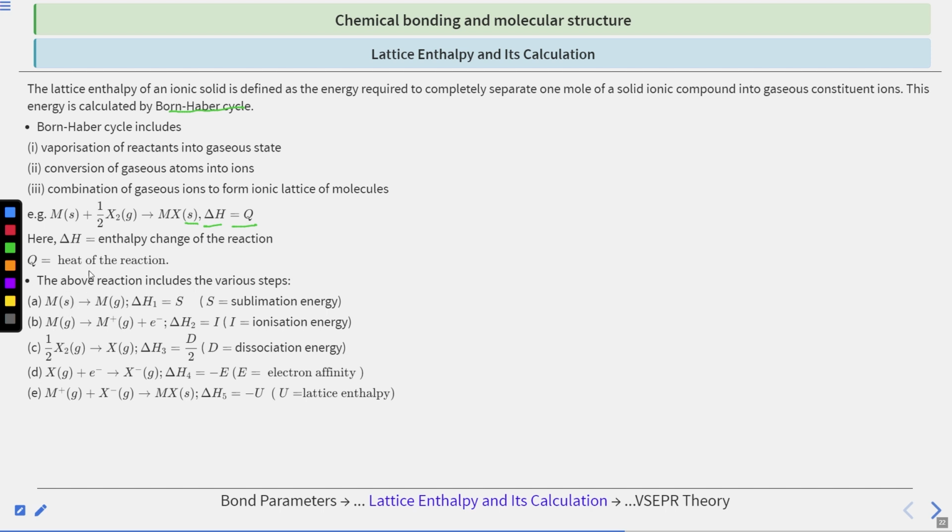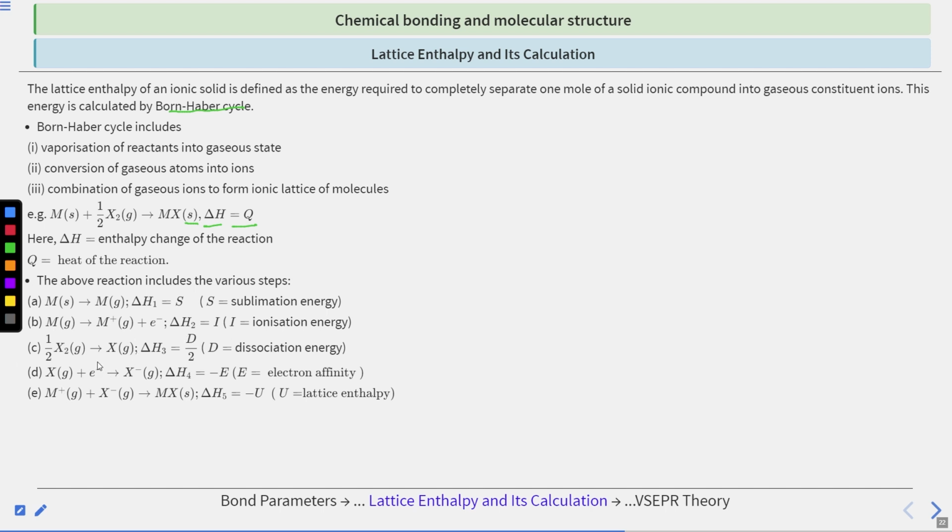It follows various steps. First, the metal in solid state is converted to the gaseous state, and the energy or heat it is taking is the sublimation energy. Second, the gaseous metal changes to an ion by losing an electron, and the energy which this reaction needs is the ionization energy. Third, half of X2 in gaseous state will form X atom in the gaseous state, and the energy needed in this step is D by 2, that is the dissociation energy.